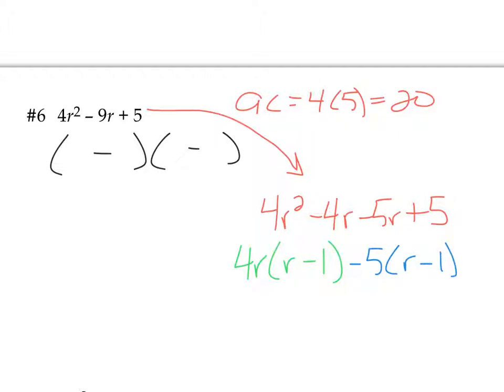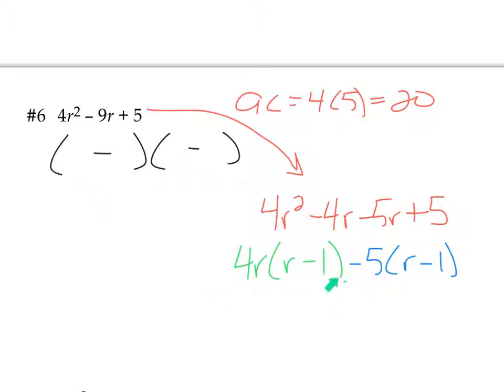All right, negative 5 times r would be negative 5r. Negative 5 times negative 1, negative times negative, that's how I get the positive 5. And again, these should be the same, r minus 1 and r minus 1. So now I can go back up to those original sets of parentheses I set up for my two binomials, and I can fill these in there now.